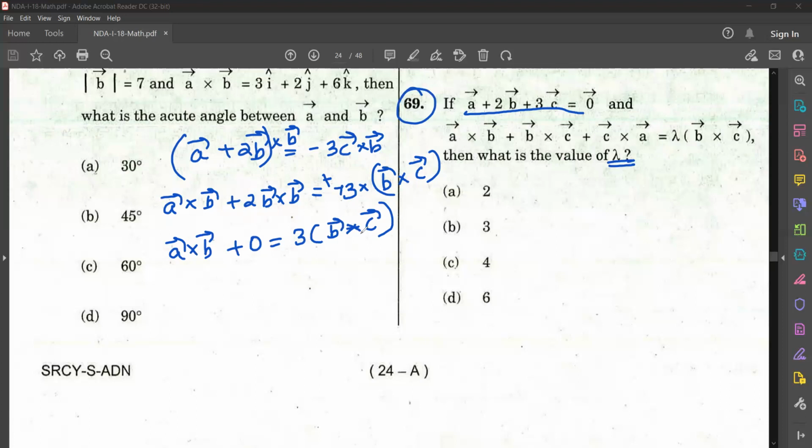So here we can stop here. That is A cross B is equal to 3 into B cross C, because I need A cross B here. Okay.